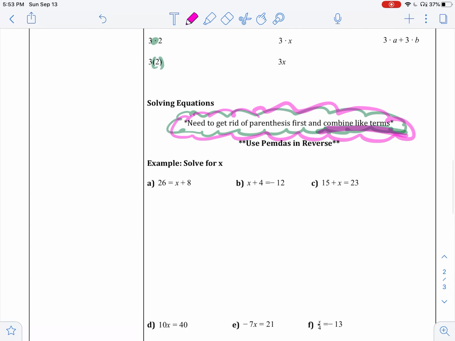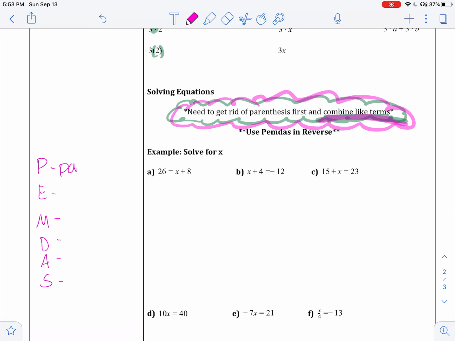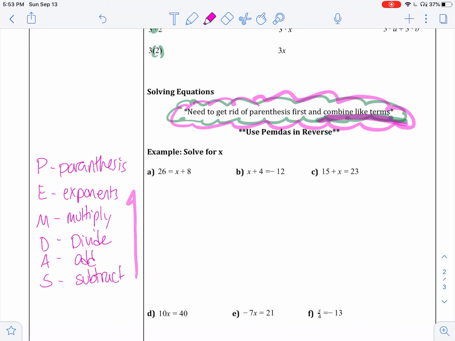Also, when we solve, we use PEMDAS in reverse. So just a quick review of what PEMDAS is. This is our order that we do equations in. P stands for parentheses. E stands for exponents. M stands for multiply. D stands for divide. A stands for add. And S stands for subtract. So when we solve, we go in the reverse order.